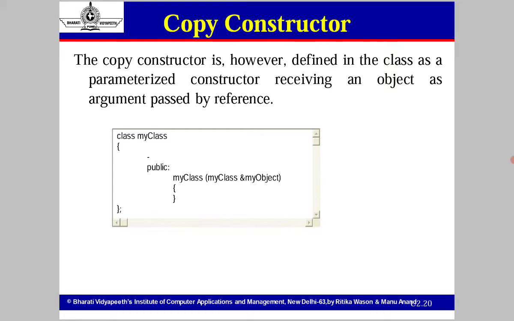So, copy constructors. Another type of constructor is called a copy constructor. What is a copy constructor? The copy constructor is defined in the class as a parameterized constructor receiving an object as an argument passed by reference. So in copy constructors, we use the same class name as the parameter argument to create objects in the parameter definition. This is a simple example of using a copy constructor.